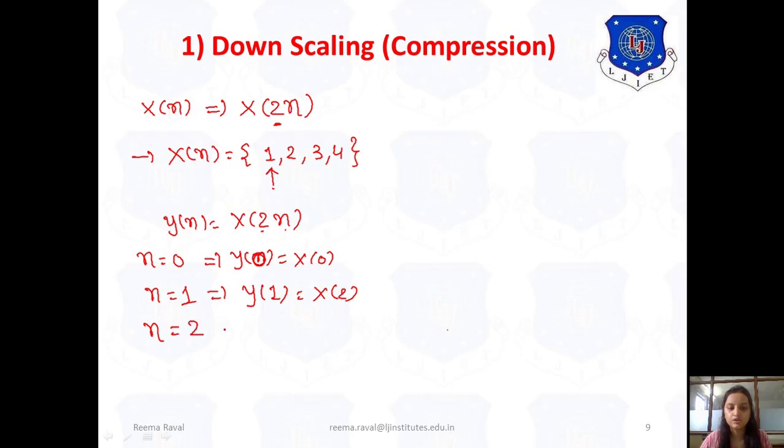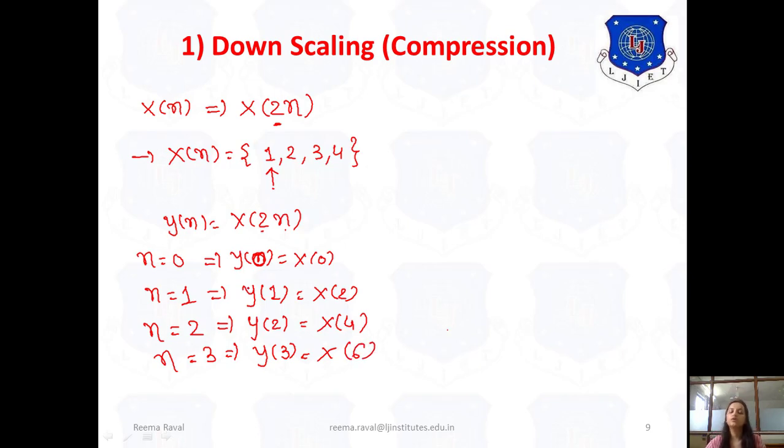Now for n equals 2, the function is y of 2, that is what? So 2 multiplied by 2, that is x of 4. Similarly at n equals 3, y of 3 will be x of 3 into 2, that is x of 6. Okay, so we need to define the functions for this so that we can draw our discrete time signal. Okay, now see, at instant 0, y of 0 is what? x of 0, that means this value only. So this value is 1, right?